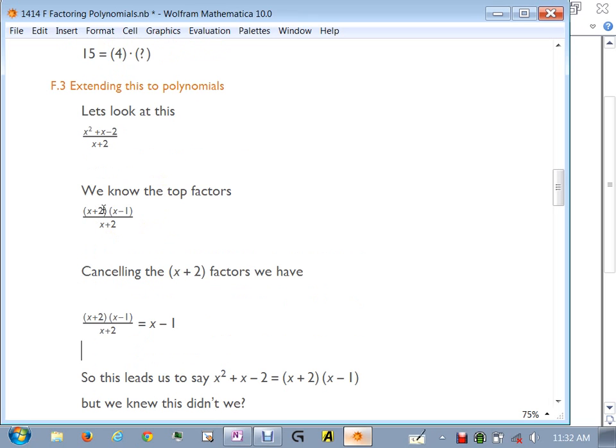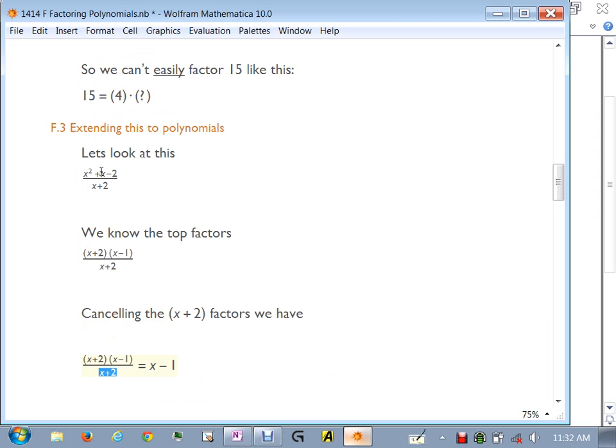All right, so we can factor the top. That okay with the factoring? And then we can cancel these factors, right? When we cancel those factors, all we're left with is the x minus 1 on top. So what does this allow us to say? That this times this, right, must be that top piece.